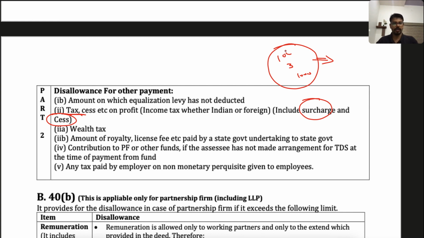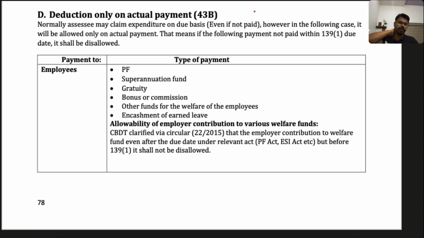Okay, so everything shall be disallowed, not just tax. You have to disallow surcharge and cess, everything. That's another amendment they brought in. Another small amendment they brought in is in section 43B.